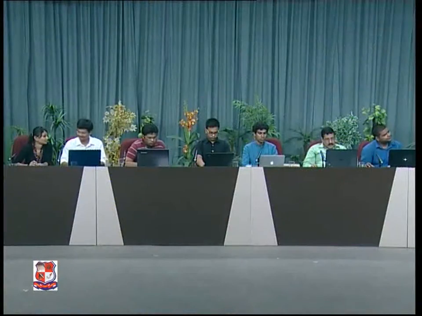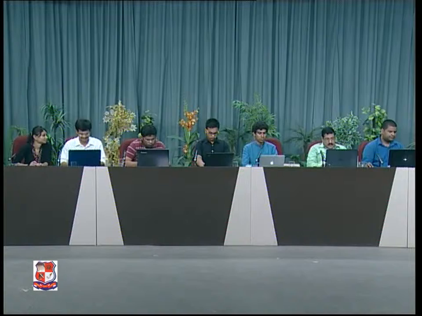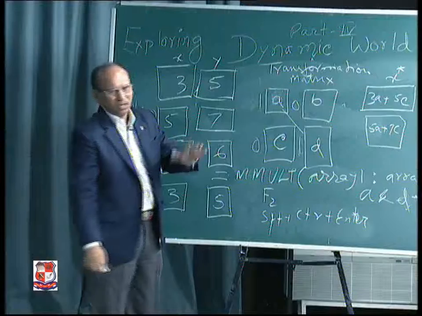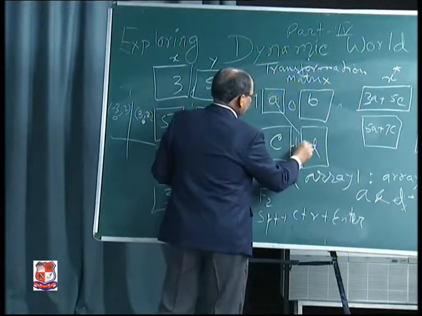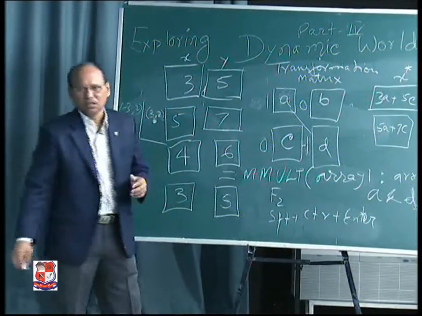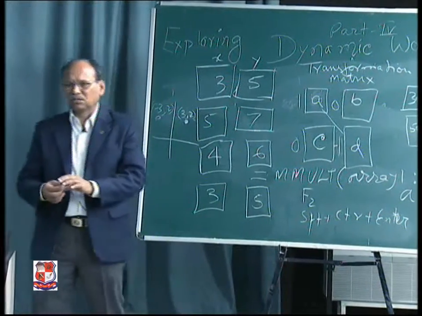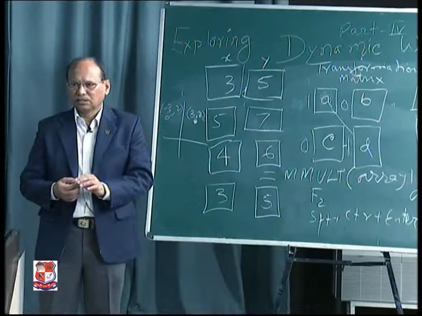If you want it to reflect through the x axis, you just change the value here, make D minus 1, and it will flip towards the fourth quadrant.